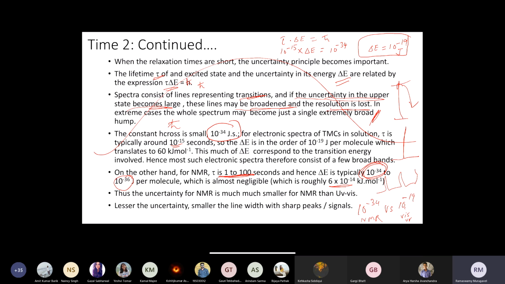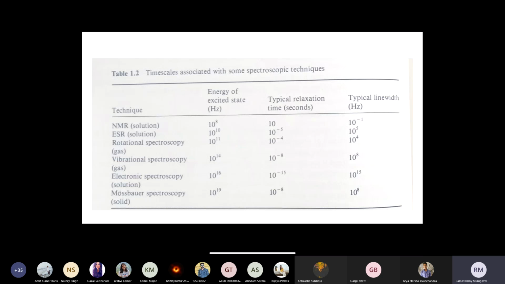So essentially, the uncertainty in NMR is far smaller than that of UV visible. That's why NMR signals are like this, whereas the UV visible spectrum is like this. So the uncertainty is very high. Is this point very clear?